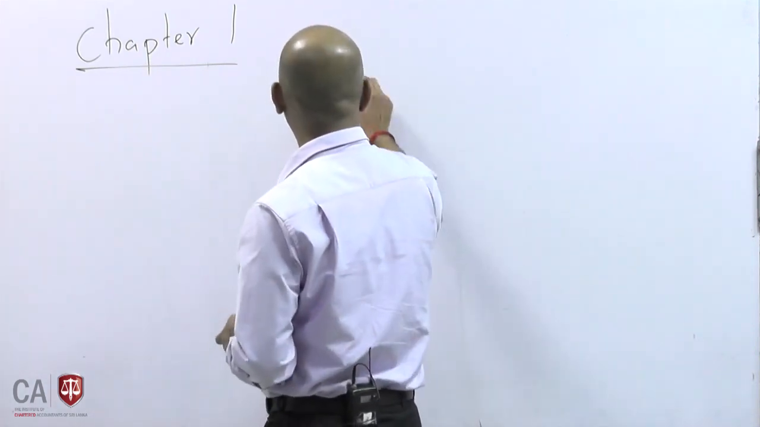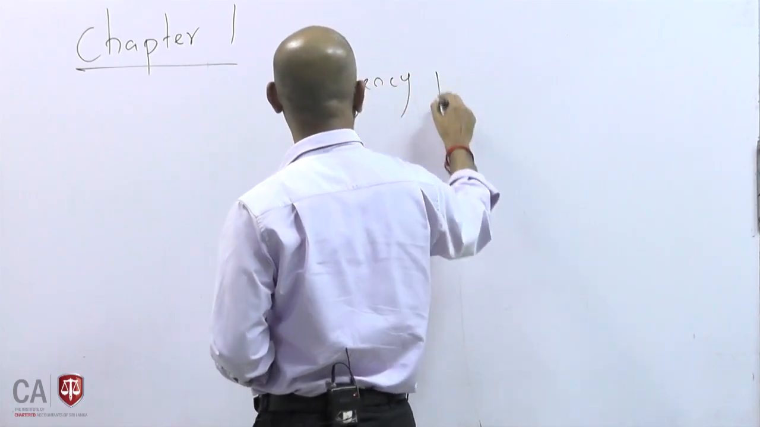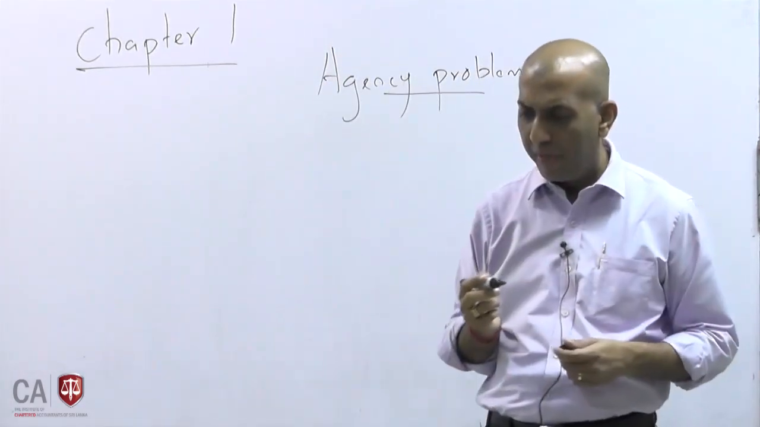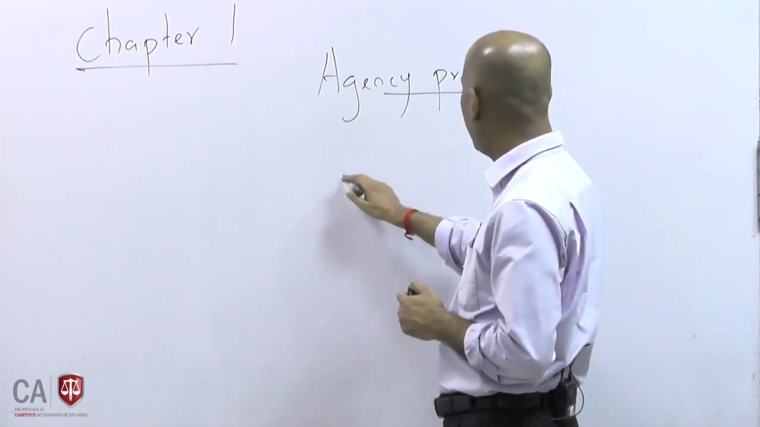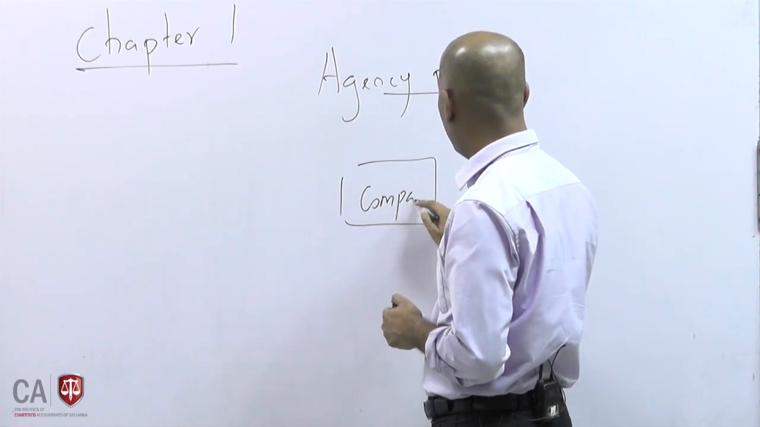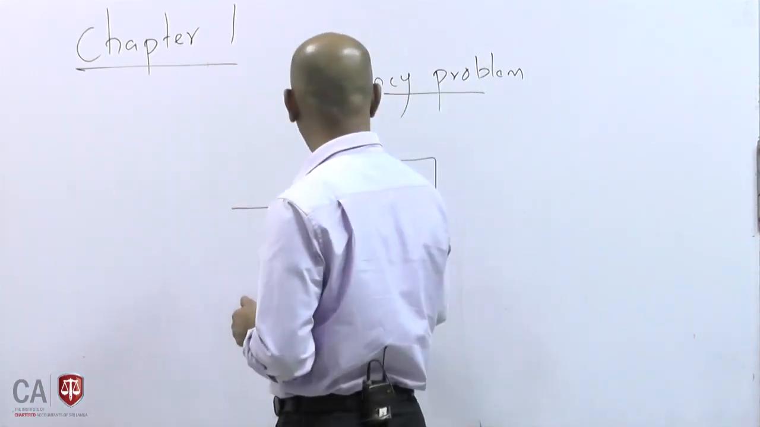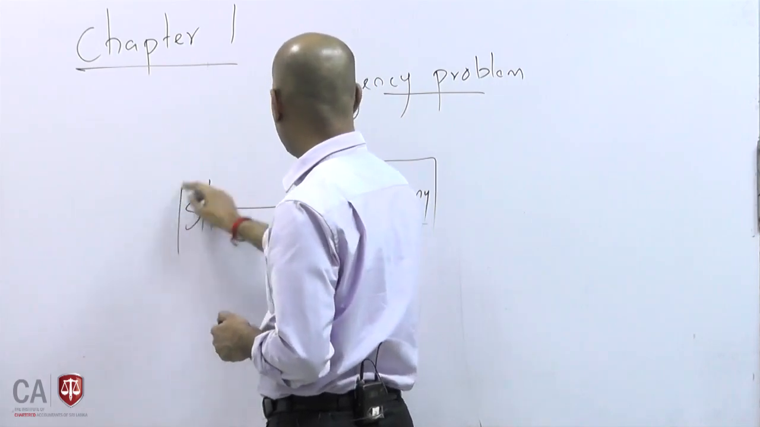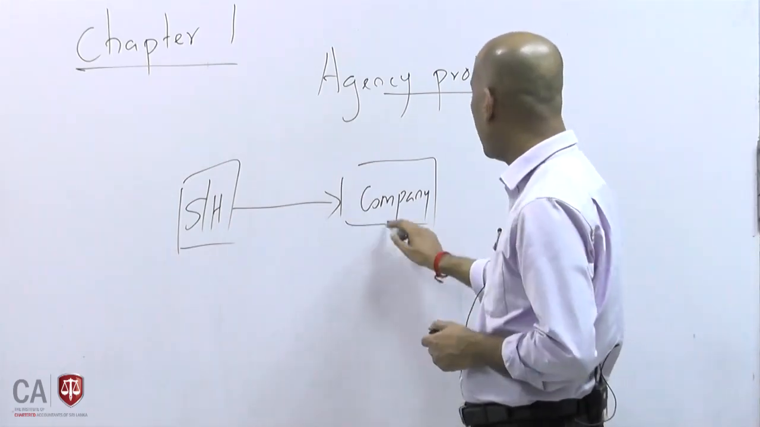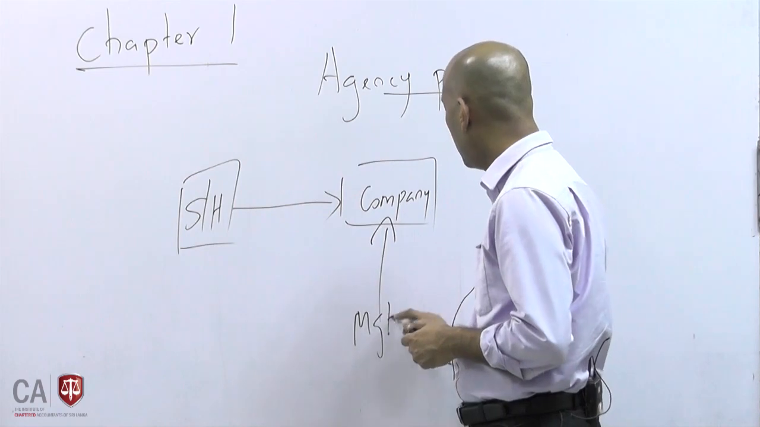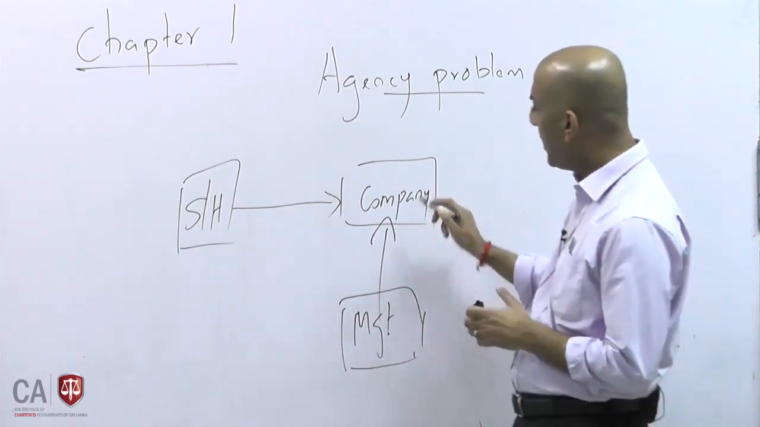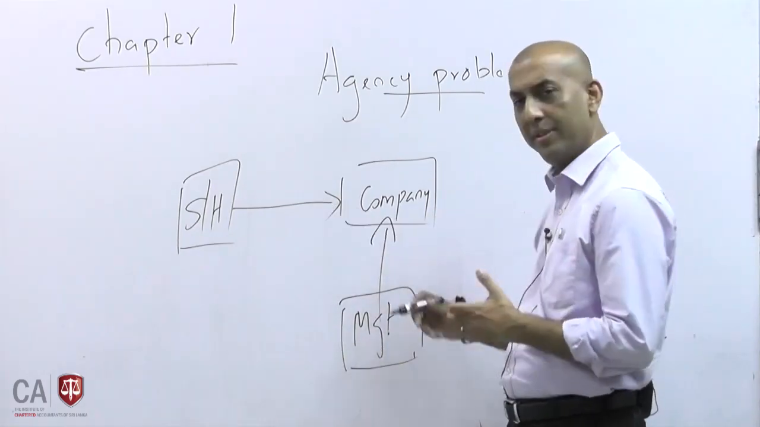Then there is something called the agency problem in financial management. What is this agency problem? Please understand the company. If you take the company, there are people who give money, say the shareholders. People give the money to the company as shareholders. And there is somebody called management, who are managing the company. So in a company, you have two people mainly: shareholders and management.